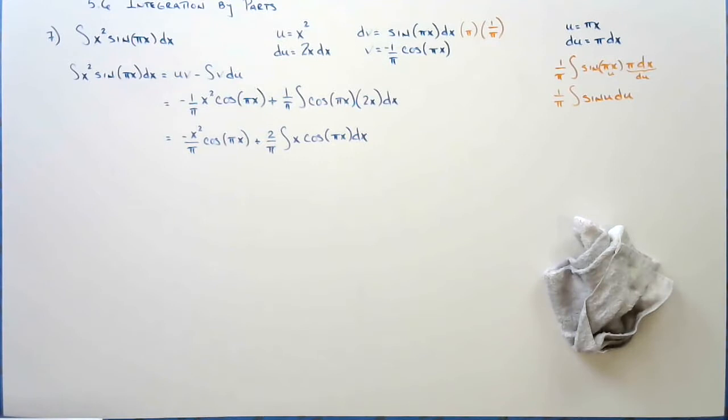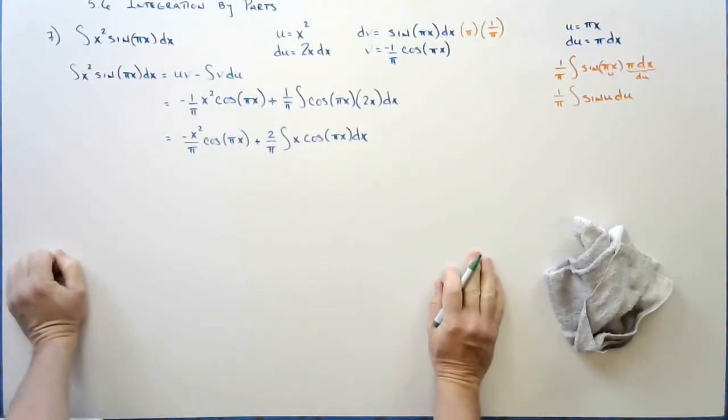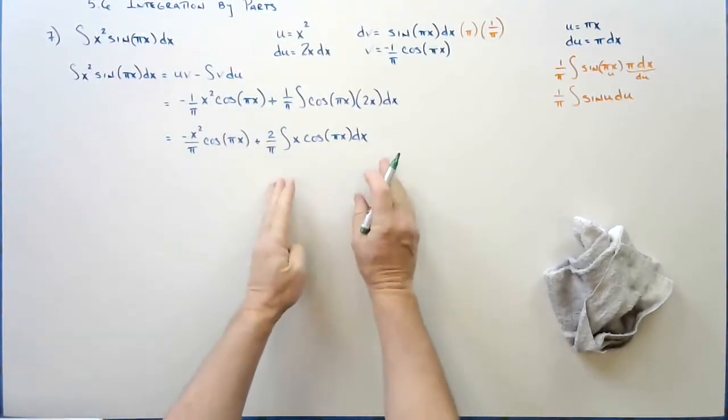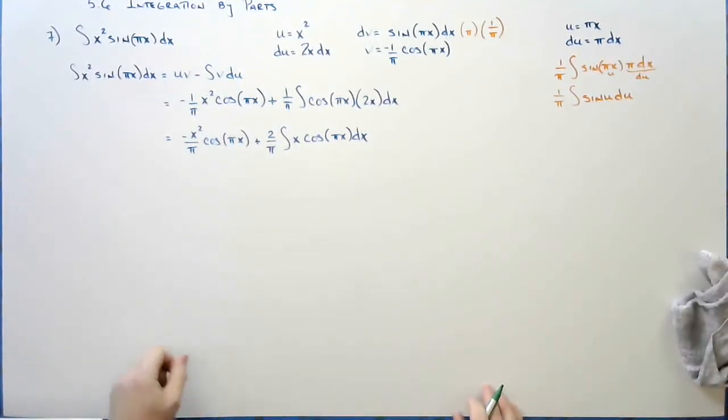I'll switch over to a different color. I'll use green, and we'll do this problem here in green. So this answer is done. So we're just going to kind of flow this rest of the problem over here, and then we'll write the final result down here on the board.